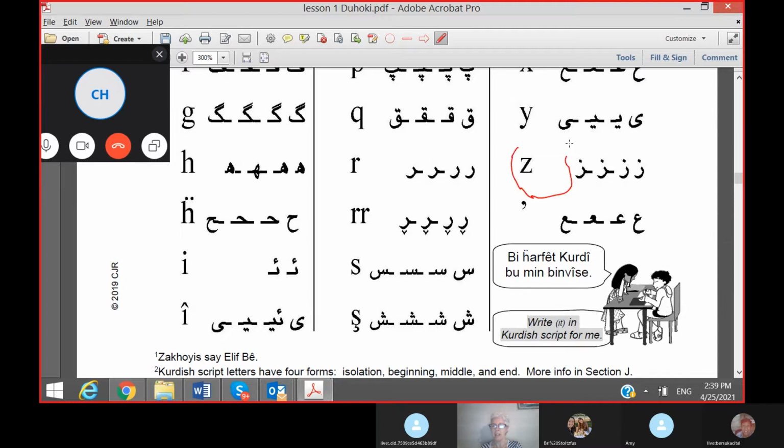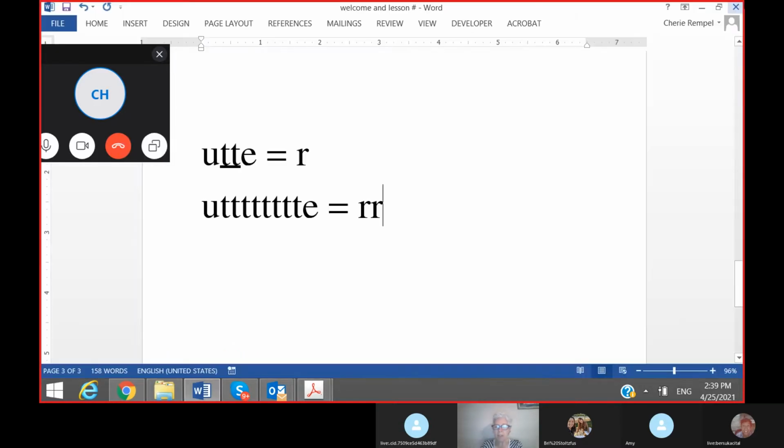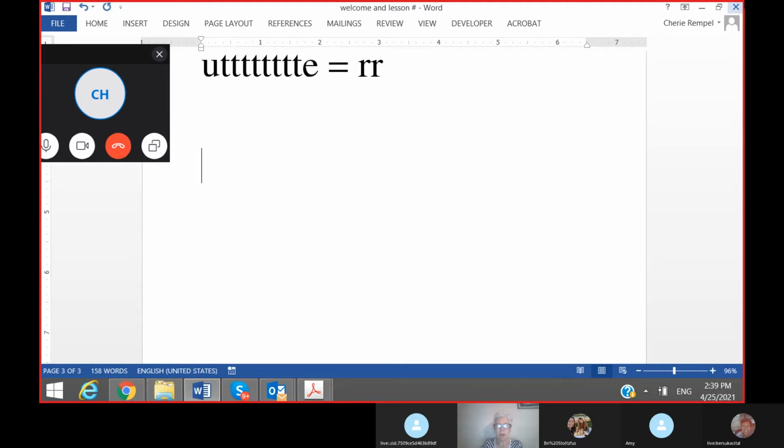The Z has the Z sound. And then the apostrophe, it's actually a letter. It's the apostrophe, and it has the Ain. So if you know Arabic, it's the Ain. And if you don't know Arabic, you can just think about English when we say uh-oh. This space right here is where the Ain happens naturally in English. Uh-oh. It's like you're slightly strangling the O.